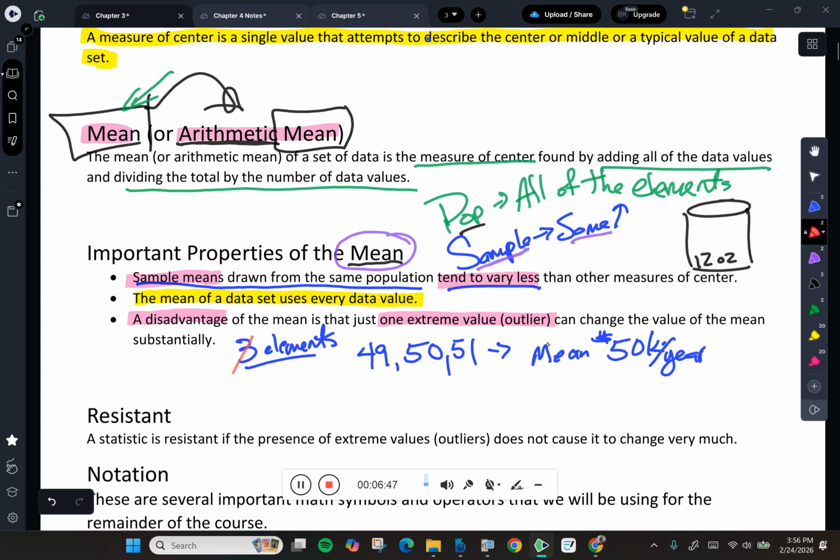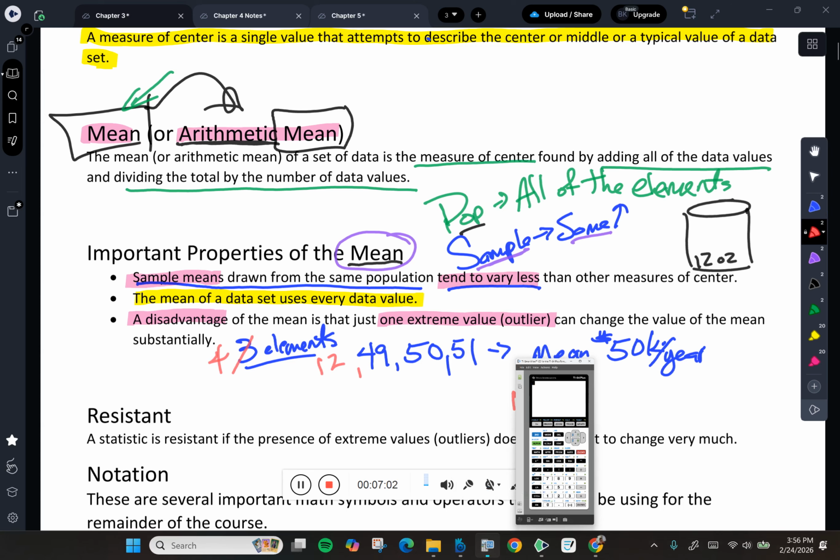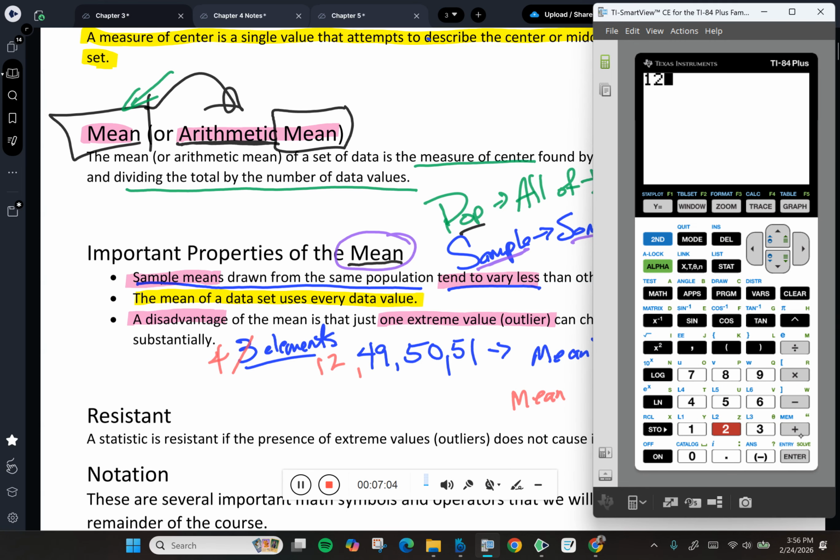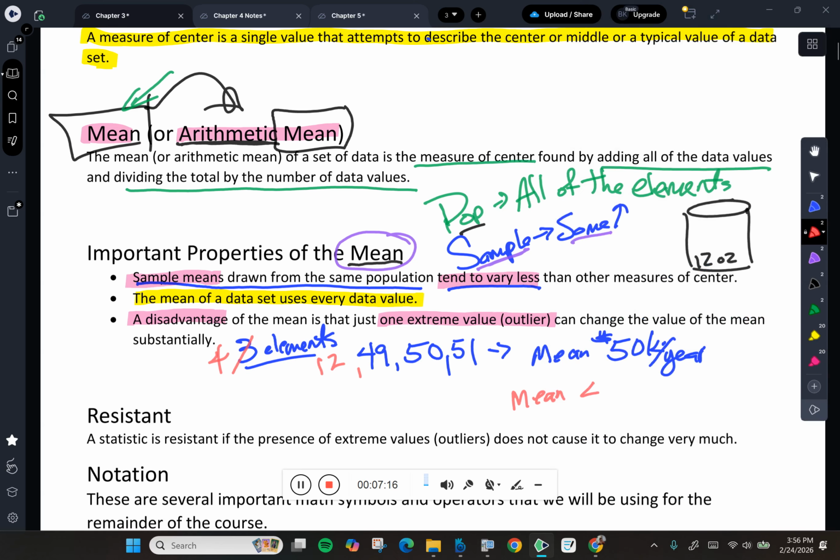Suppose that a new friend joins the group, a 4th friend, and let's say that that 4th friend makes $12,000 a year. Now suddenly, if we calculate the mean for this new group, and let me grab my calculator to do that, 12 plus 49 plus 50 plus 51, and then divide that by 4. Now I get a mean of 40.5 thousand. Did you notice how adding one person, and that one person being an outlier, drastically changed our mean?